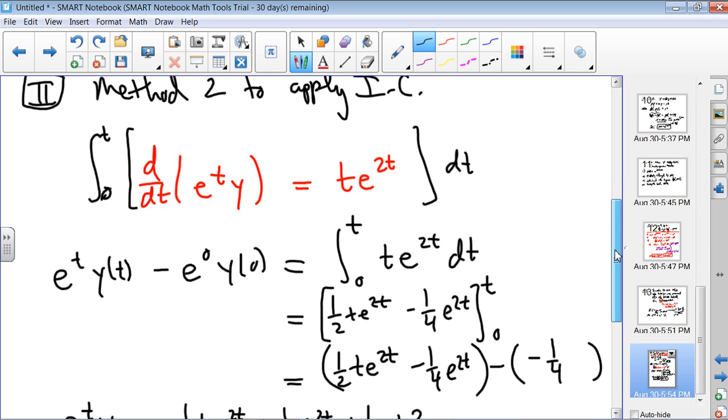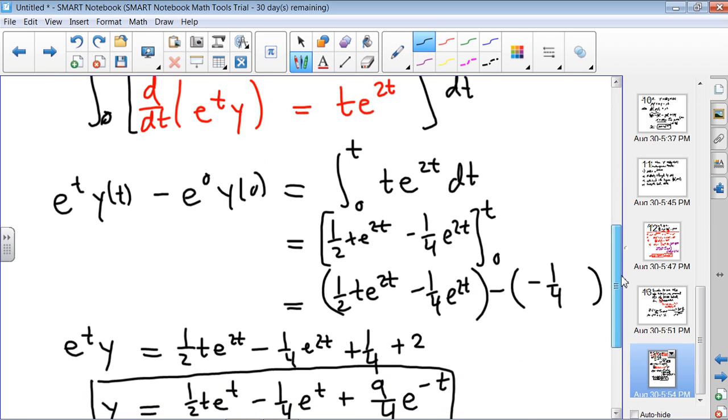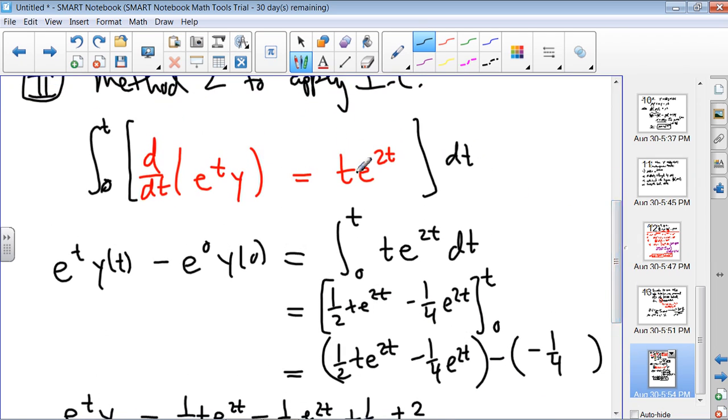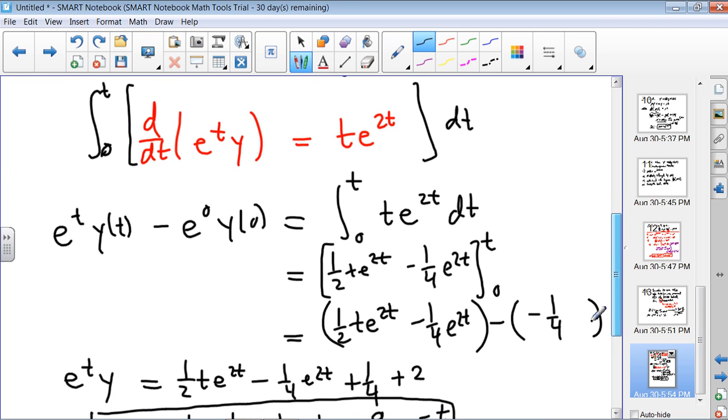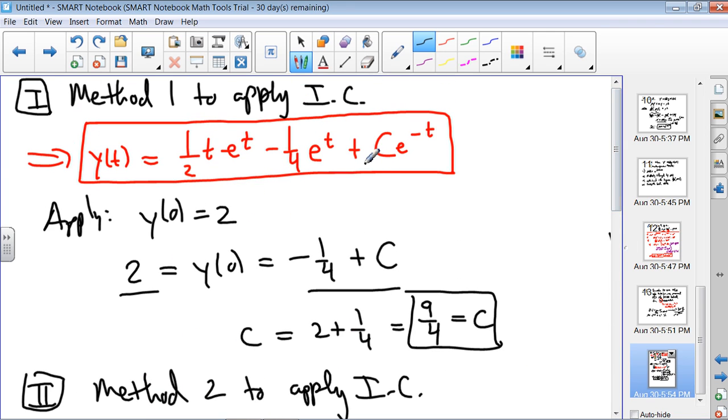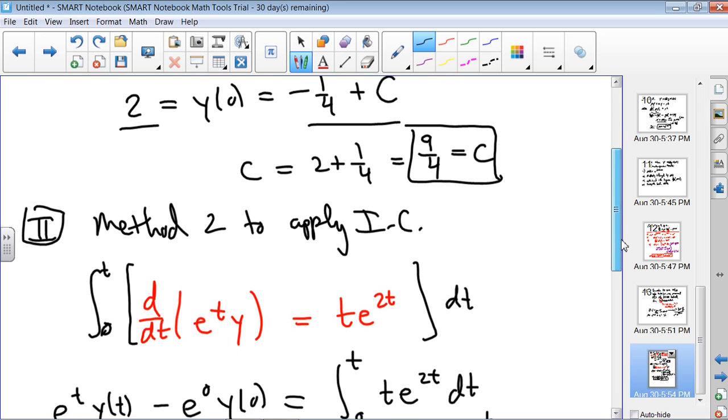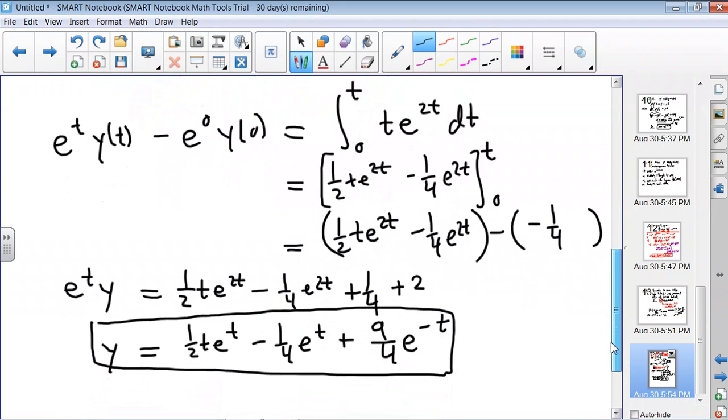Okay, so this is a second method to apply the initial condition that in some cases will be more beneficial, because you apply the initial condition right when you're integrating. So you sort of do two things at once. You integrate and you apply the initial condition. What we did over here was split up. We solved the entire problem first, and then we went back and applied the initial condition. Both methods will give you the same result, but as I said, sometimes one will be more helpful than the other.